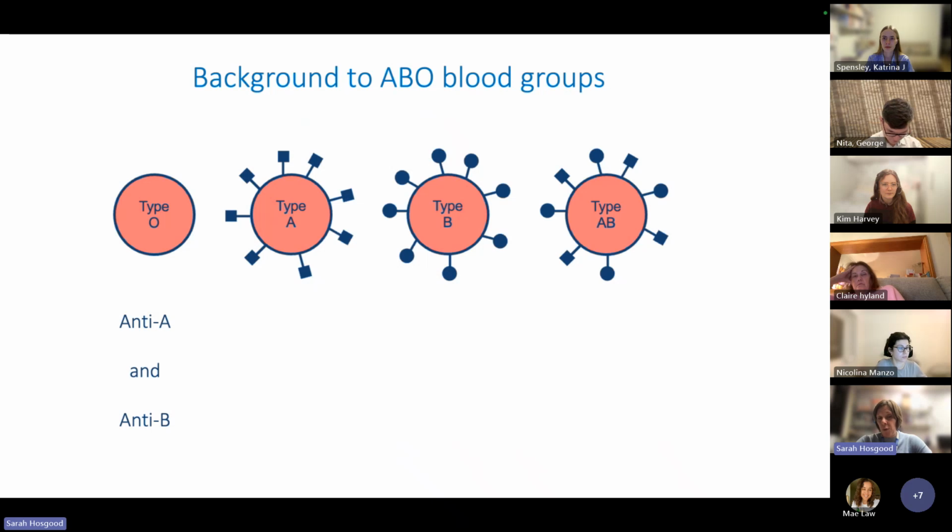Each of us has antibodies to the opposing blood group. If you're a blood group O person, you'll have anti-A and anti-B. If you're blood group A, you'll have anti-B. If you're blood group B, you'll have anti-A. And if you have blood type AB, you have no antibodies.